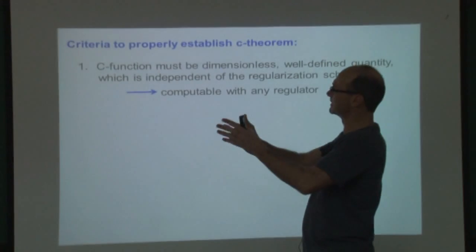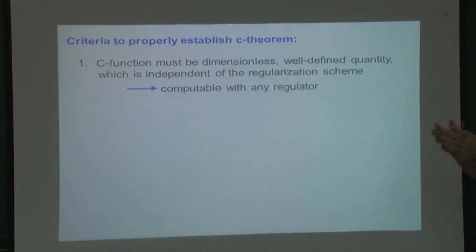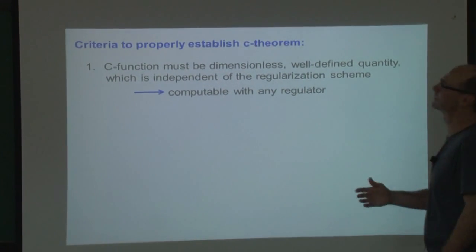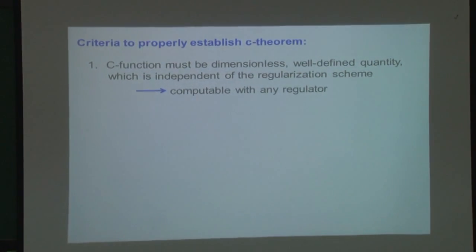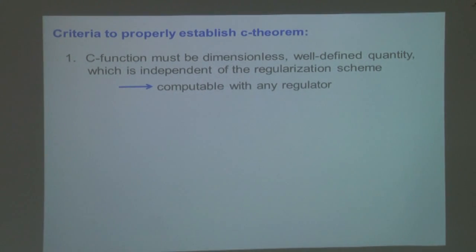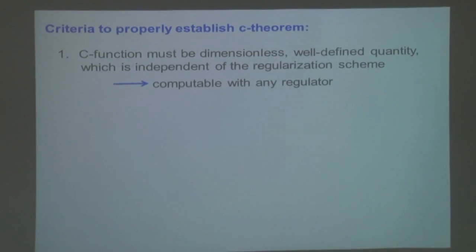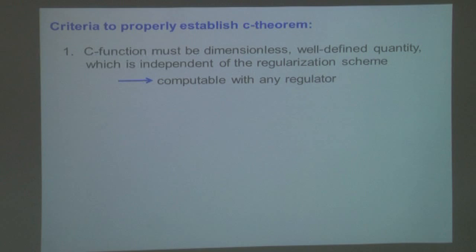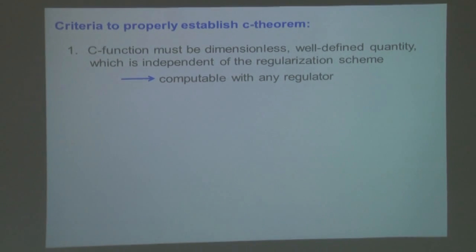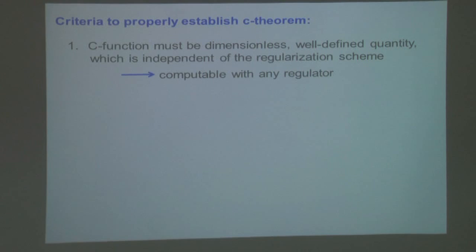In any event, I'd like to do something better, but let's establish what it is that I'm going to demand of my C-theorem, or of my physics, so that I can say I've got a proper C-theorem. So first of all, I want to say that I've identified some C function that's dimensionless, it's well-defined, and in particular, it's independent of the regularization scheme. I should be able to compute it with any old regulator that defines the continuum limit, i.e. I should be able to calculate on a lattice, if that's my choice.